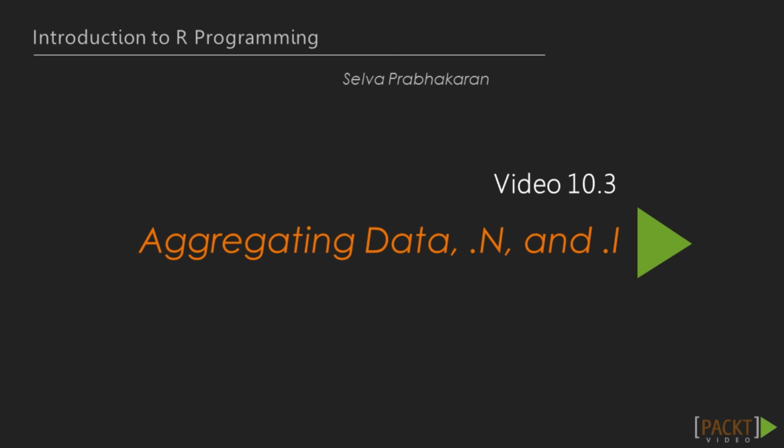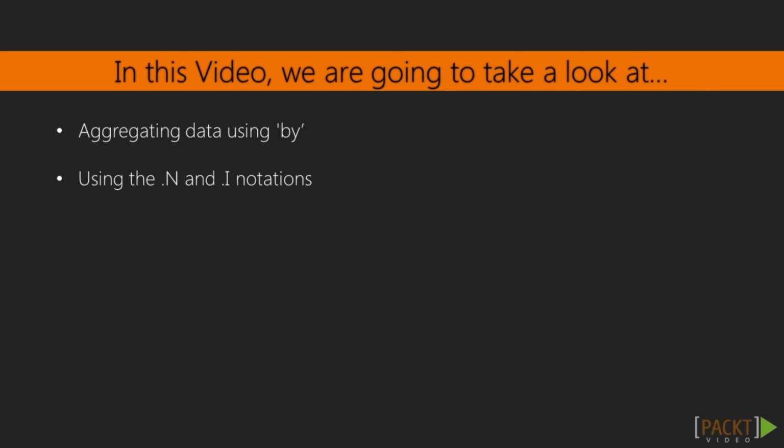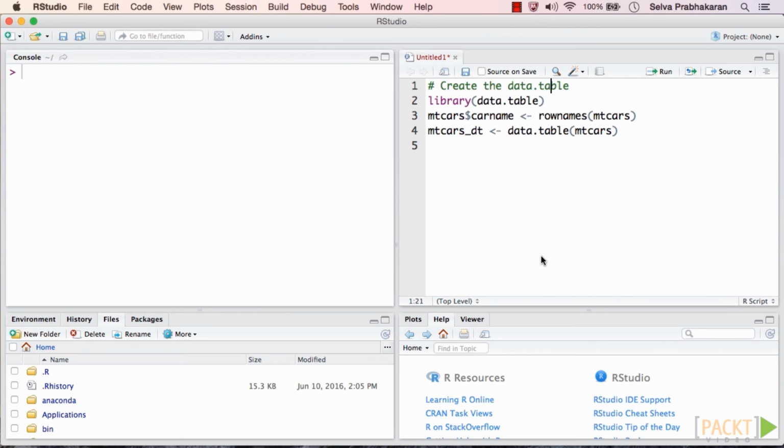Now, let's move to the second major feature of data tables, which is aggregation using by. In this video, we learn how to aggregate data using by, and how to use the .N and .I notations effectively. All the effort we went through using the aggregate function in base R can be accomplished easily using the by argument.